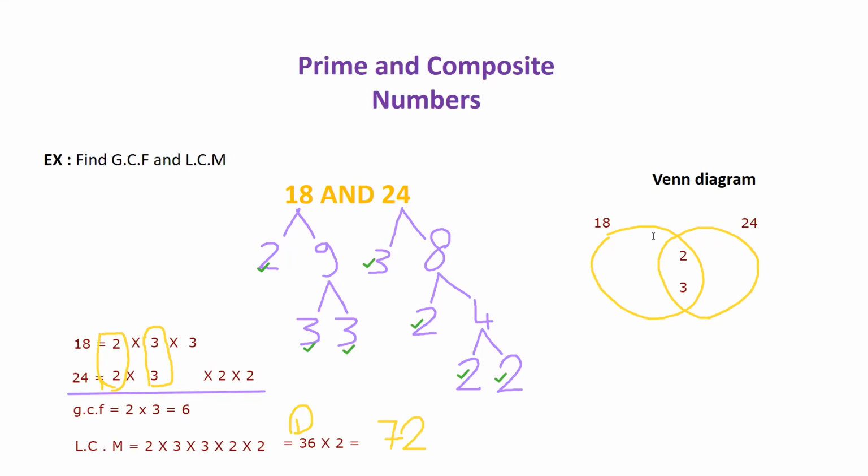What about this part? This part means the numbers that exist only in 18. So what is left in 18? 3. Yes, so we are going to put only 3 here. And what about 24? We have 2 and another 2. So here's 2 and 2. So this is the Venn diagram for 18 and 24.